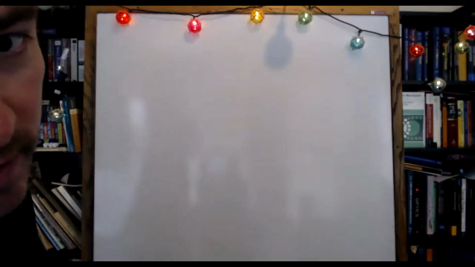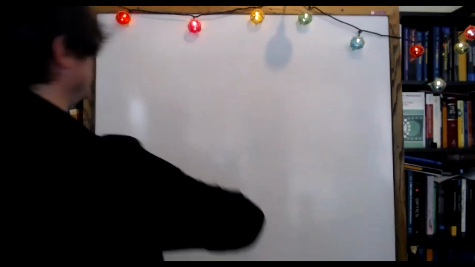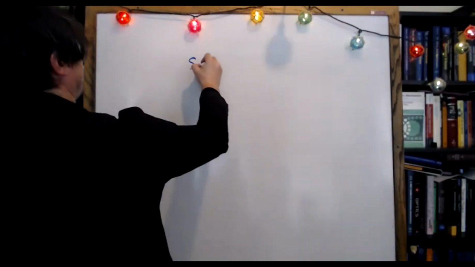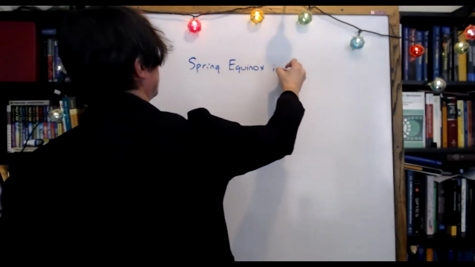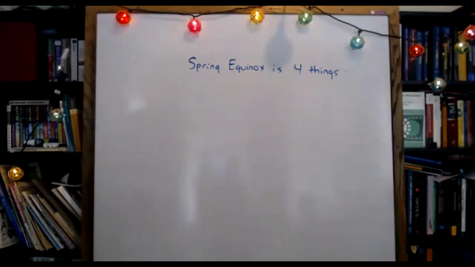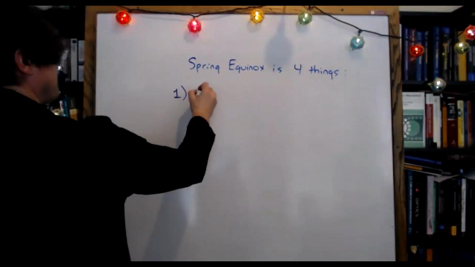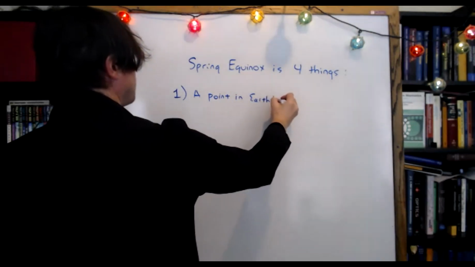Let's also take a moment to talk about the spring equinox. The spring equinox is the point that we chose to start measuring right ascension. And I think this is as good a time as any to slow time down for a second and to tell you that the spring equinox can mean many different things depending on the context. The spring equinox is 4 things at once, okay? First, it's a point in Earth's orbit.